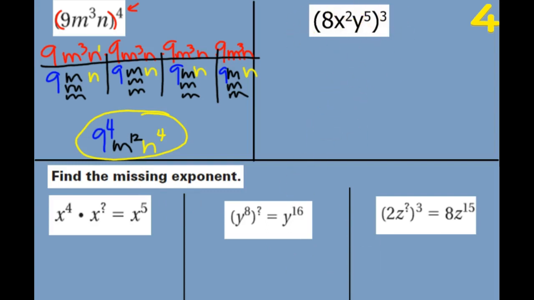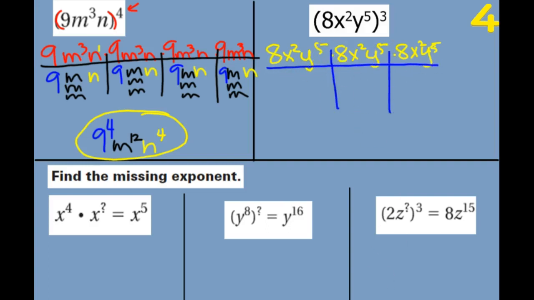Next one, let's write this out 3 times. 8x squared y to the 5th, 8x squared y to the 5th, 8x squared y to the 5th. So I have some exponents, so I'm going to make my table so I can count up how many I have total. In each one of these I have an 8. In each one of these I also have x squared, which is 2 x's. And then I also have y to the 5th. So that's 1, 2, 3, 4, 5 y's.